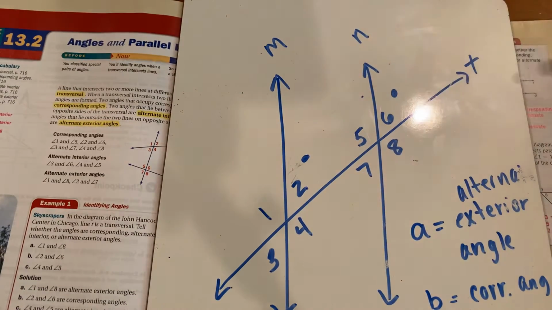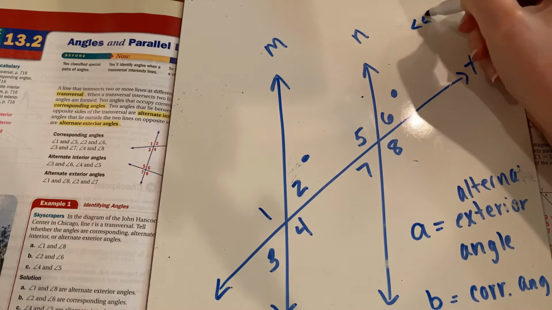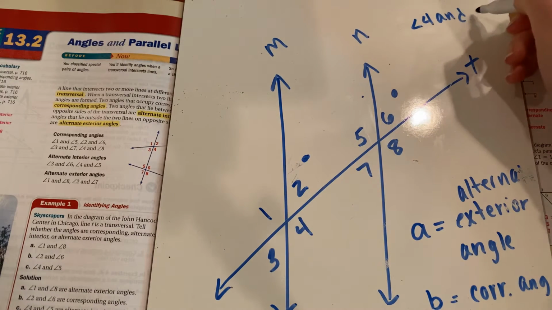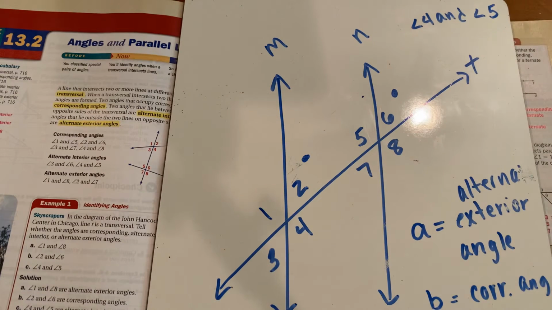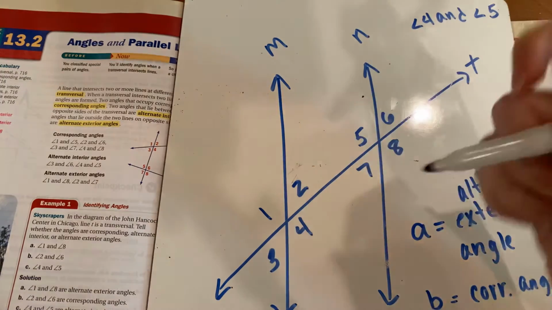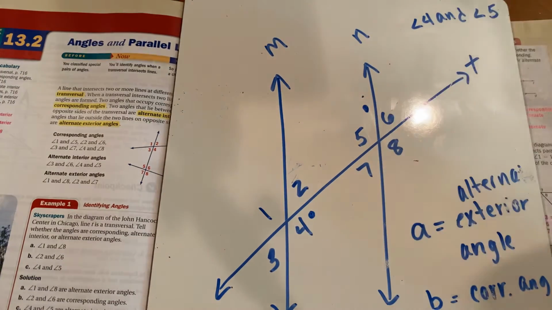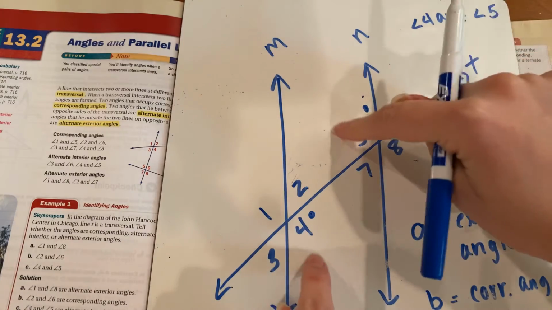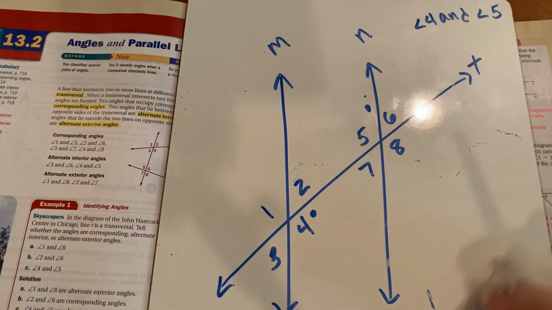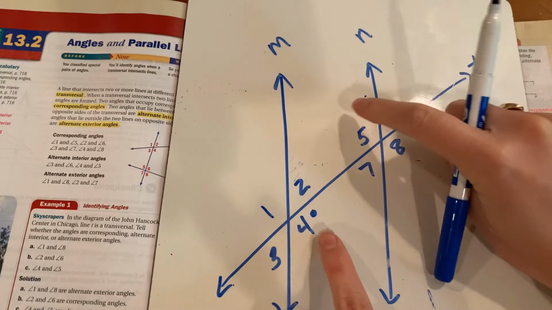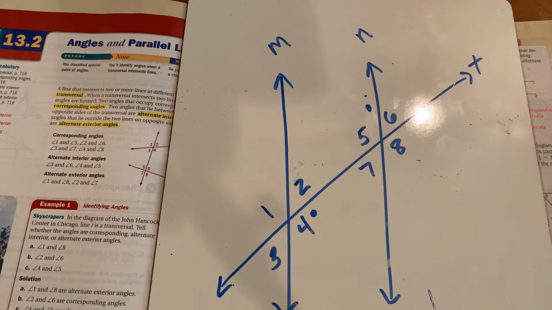And now lastly, we have C, which asks about angle 4 and angle 5. We have to identify where they are. Right away, you should notice that they're both sitting on the inside of our plane. Because they're on the inside, we know we have some interior angles. And we notice that they're in opposite position of each other, top corner to bottom corner. Because they're on the inside, interior. Because they're opposite, that means they're alternate. So alternate interior angles.